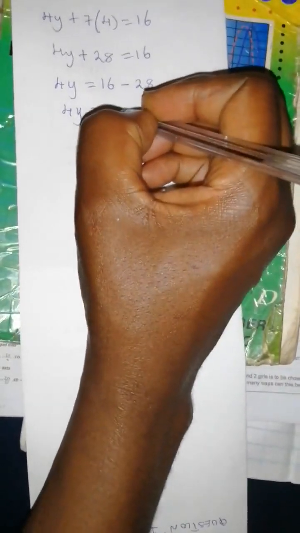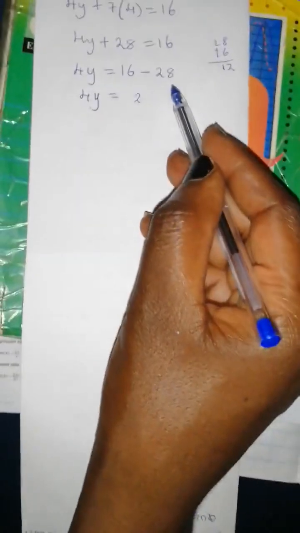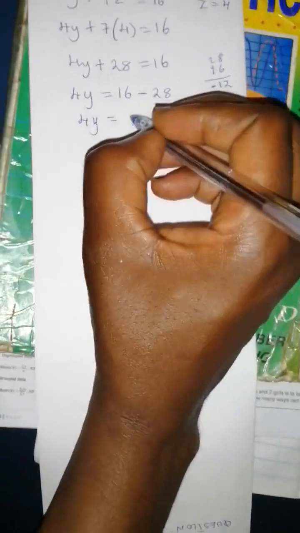16 minus 28 will give me negative, let's see, 28 minus 16. 8 minus 6 is 2. 2 minus 1 is 1. Now, since we are subtracting a bigger number from a smaller number, this 12 is negative. So I have negative 12.